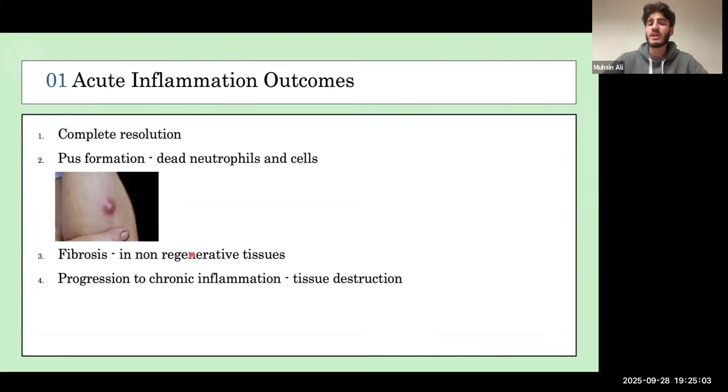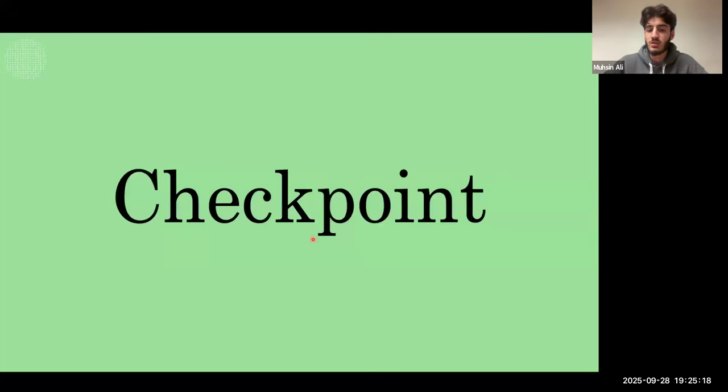And then lastly, we can have progression to chronic inflammation. So if it goes from a short duration of acute inflammation to a longer duration, this would change from acute to chronic, and this chronic inflammation would eventually result in tissue destruction. I hope that is all clear. So this is a checkpoint. If you have any questions, go ahead and ask, because we're done with the first lecture of innate immunity.